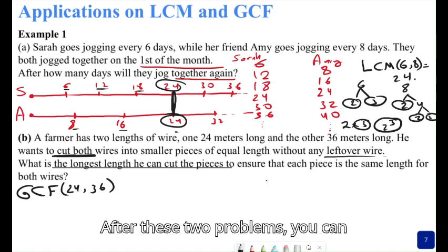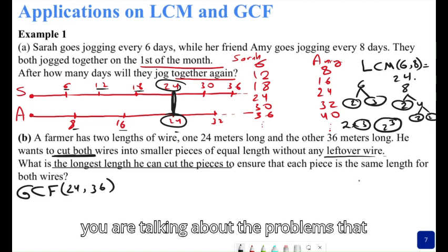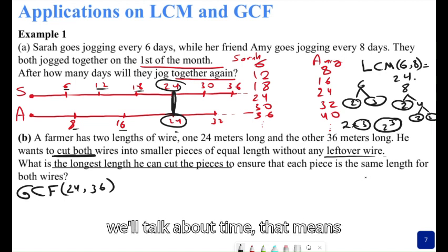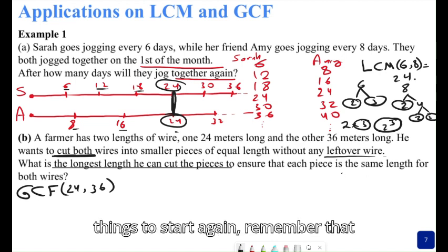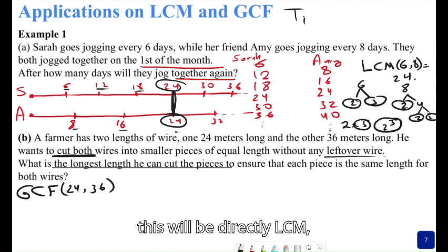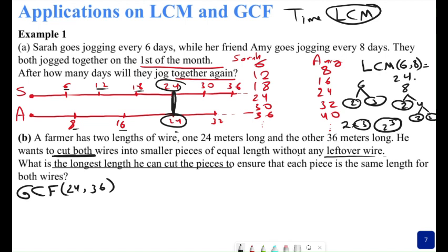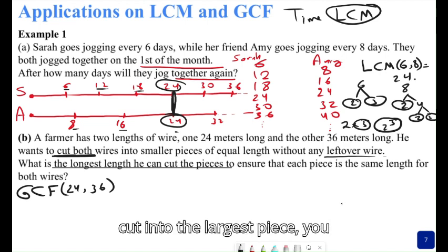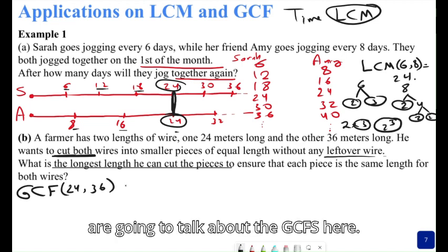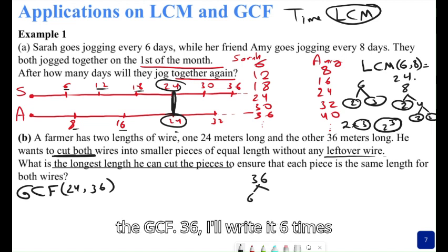After these two problems, you can understand now that most of the time, if you are talking about problems that talk about time, that means when you repeat time and then you want things to start again, remember that this will be directly LCM, like the first example. While if you have pieces that you're going to cut into the largest piece, you are going to talk about GCF as here. I will use prime factorization to find the GCF.